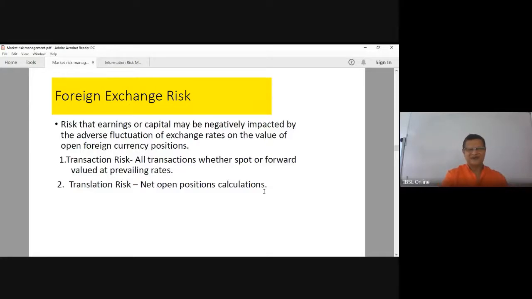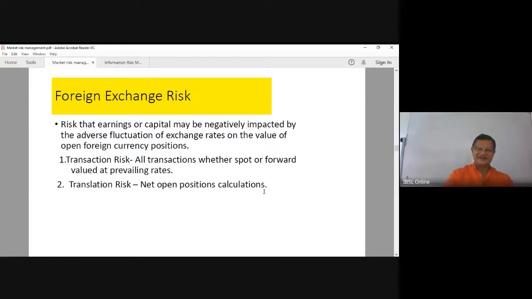But if you bought, say, $100 at 183 and sold at 182, you are subject to transaction risk because you are making a foreign exchange loss, because the exchange rate has moved against the purchase rate at which you bought that particular foreign currency. So the risk that earning or capital may be negatively impacted by the adverse fluctuation of exchange rate is called exchange rate risk on the value of the open foreign currency position.